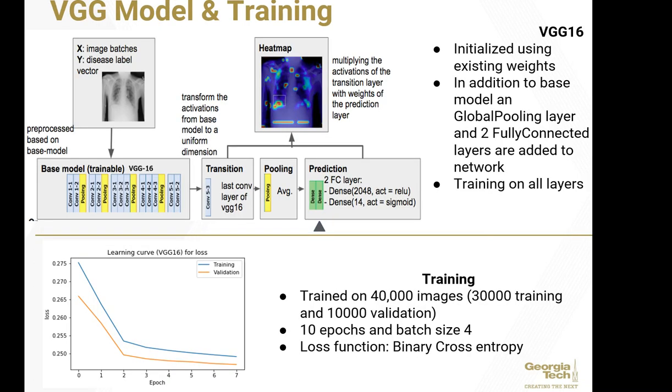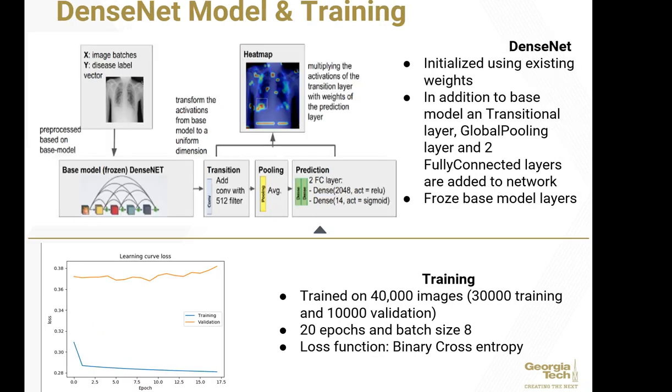The first model we built uses the VGG16 architecture and ImageNet weights as the base model. We replaced the base model's fully connected layers with a global pooling layer, two fully connected layers using ReLU, and then sigmoid activation. From the learning curve, we note that there is no overfitting. As the training loss decreases, validation loss also decreases. This implies that the model can benefit from additional training.